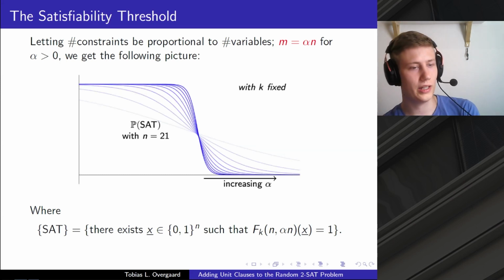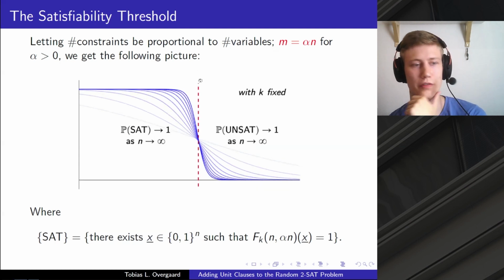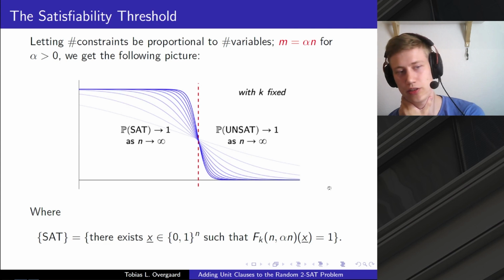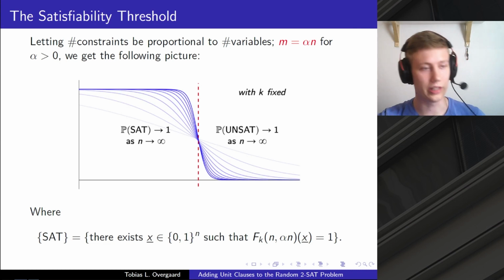If I keep simulating, increasing n, there will be some pattern emerging here, and I hope you can see this. One could then conjecture that there's some cutoff point, where on the left side the probability seems to be converging towards 1, and on the other side the probability that we can satisfy the formula is converging towards 0. So this could be a conjecture, and it is a conjecture.